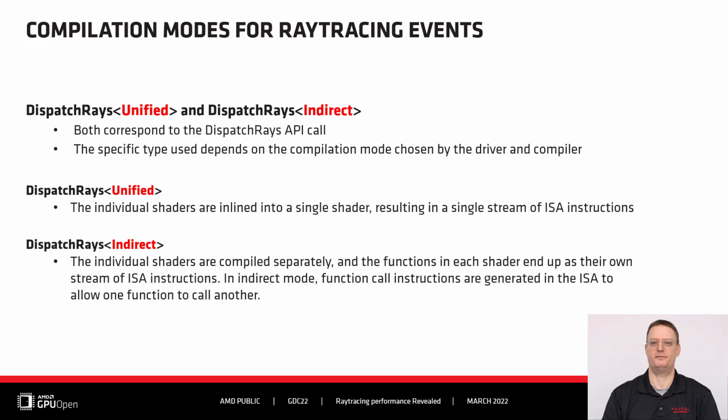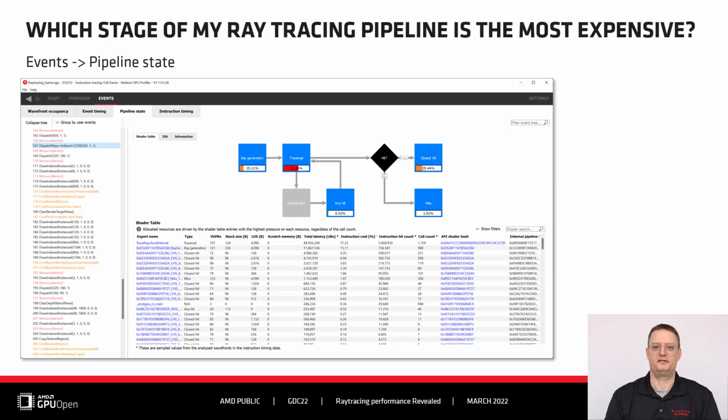First, there is the unified mode, where the individual shaders that make up the ray tracing pipeline are inlined into a single shader, resulting in a single stream of ISA. Second, there is the indirect mode, where the individual shaders are compiled separately, and each shader has its own distinct stream of ISA. In the indirect mode, the compiler generates function call instructions as needed to allow one function in the ray tracing pipeline to call another. When the indirect mode is used, the pipeline state pane in RGP can answer several key performance-related questions.